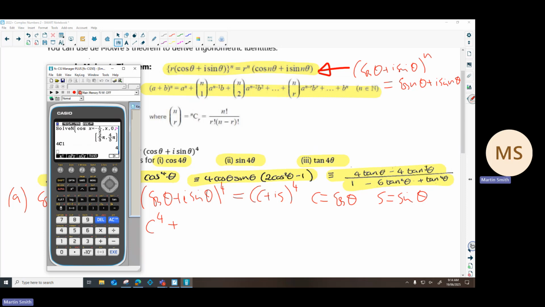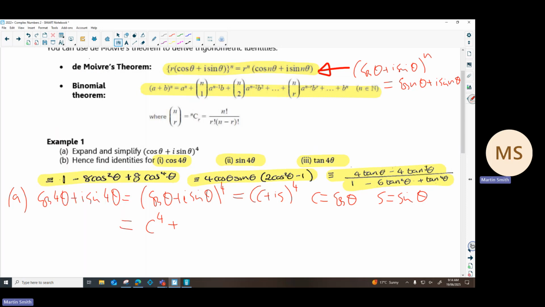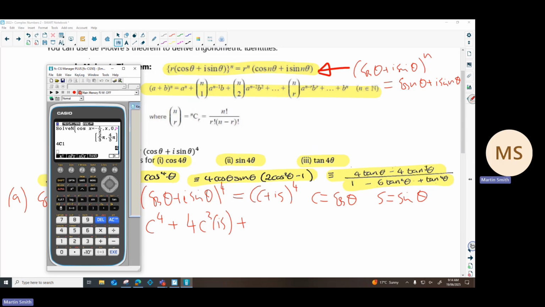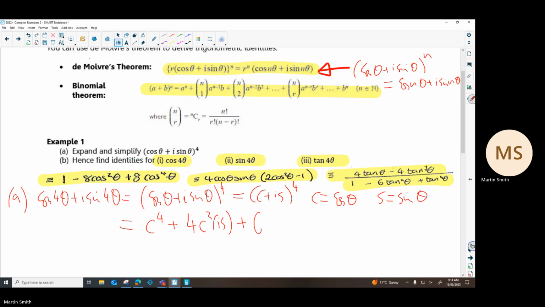4C1 is just 4. So 4C1 is 4. A to the n minus 1 is c cubed and b is is. The next term is 4 choose 2. If you go back and change 4 choose 1 to 4 choose 2, you'll get 6 c squared times is in bracket squared. The power of c goes down, the power of is goes up.